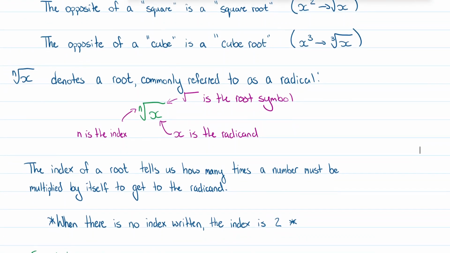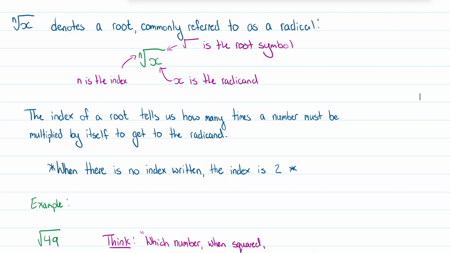That index is really important because the index tells us just how many times a number must be multiplied by itself in order to get to the radicand. Okay, so if we're looking for, let's say, 3 root, or the cube root of 27, what we're doing is finding a number that, when cubed, or multiplied by itself 3 times, would give us 27.